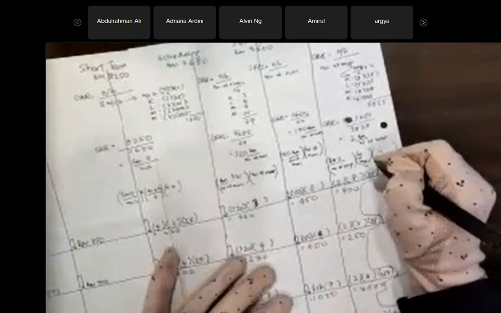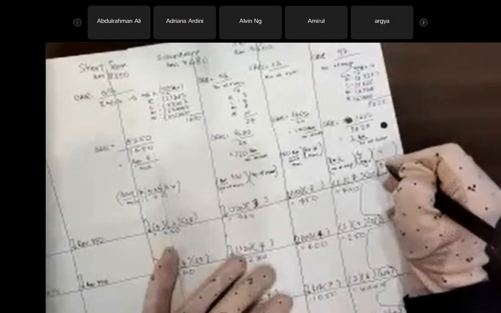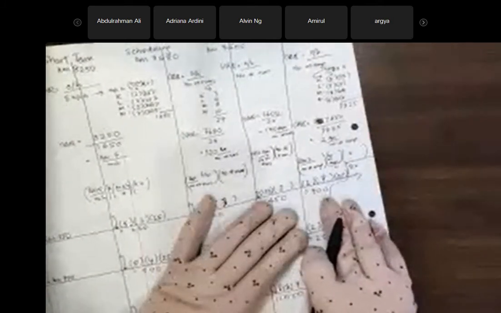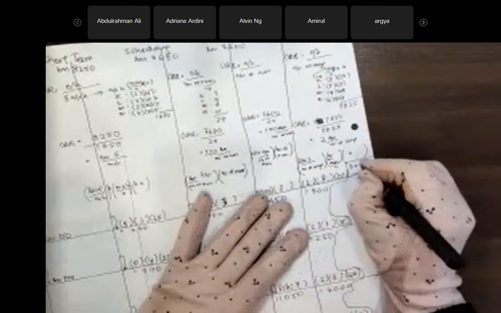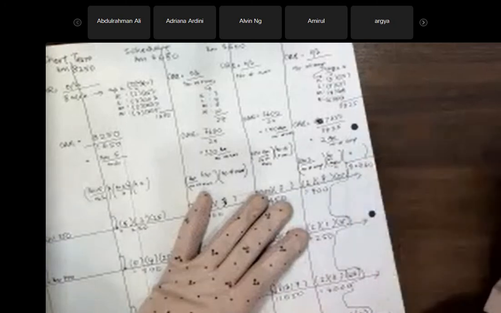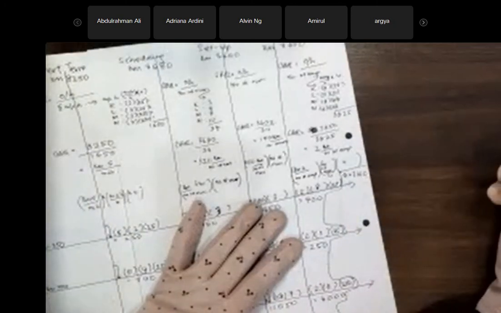Okay, now you finish all the calculation. So the last part is to find out the total. After you calculate all: 750 plus 350 plus 256 plus 450 plus 400. So the total is 3160, for the K.